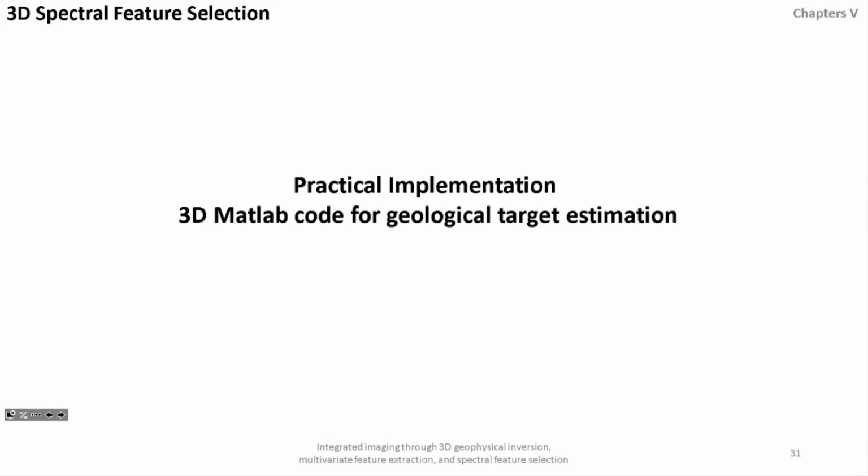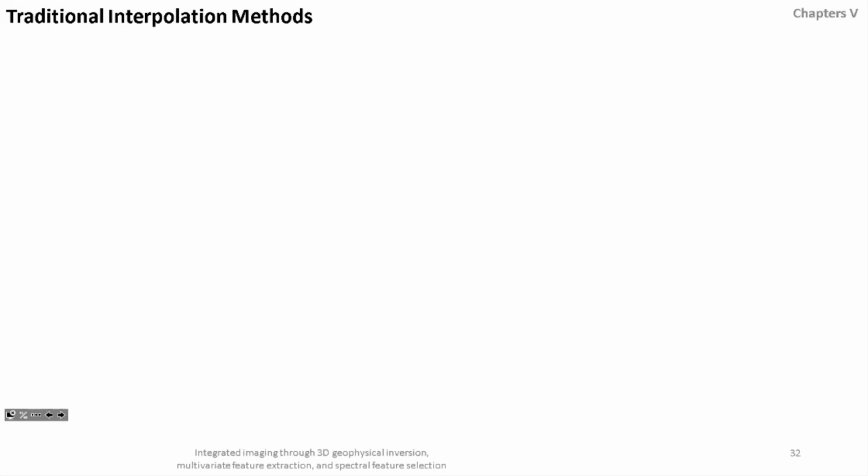For practical implementation, the practical implementation of the spectral feature subset selection is proposed as a 3D MATLAB code for geological target estimation over Newton gold-silver deposit. The 3D procedure here is similar to the 2D algorithms used in the previous section, except that the calculation of raw spectral features is iterated for all horizontal slices.